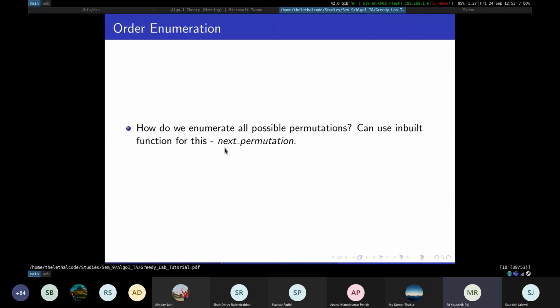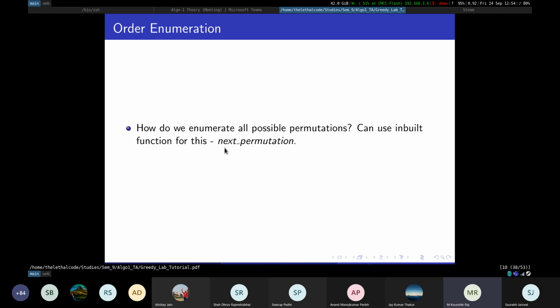Now, how do you enumerate all orders? I have just glimpsed over it, but it's not that obvious. One obvious way would be to use next_permutation. Next permutation is a function in STL which, if you give it an array, gives you the next lexicographically smallest permutation after that array, and it returns whether it has reached the maximum permutation. Suppose you are given 1, 2, 3; if you pass it to next permutation, it will give you 1, 3, 2. That is the next lexicographically smallest. And if you pass 3, 2, 1, it will return false because there's no lexicographically larger permutation after this. So that's how next permutation works.